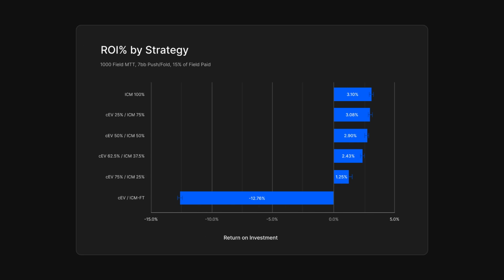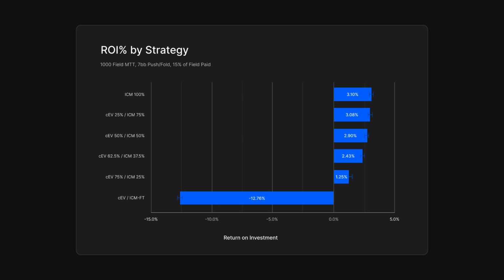Here we can see the return on investment by strategy for the 1,000 field MTT. And again, a smooth progression from the pure ICM strategy down to the ChipEV/final table strategy. And we can see it's losing quite a bit at the bottom and marginally winning at the top. Our question originally was, at what point does switching make the most sense? And here it seems that switching earlier in the event, so 50 players remaining, is approximately when it starts to impact your results to any significant degree.